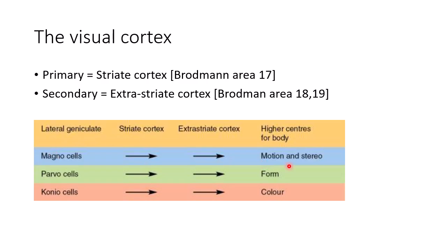So magno cells are responsible for motion and stereo, that is 3D. Parvo cells are responsible for form, and konio cells are responsible for color.